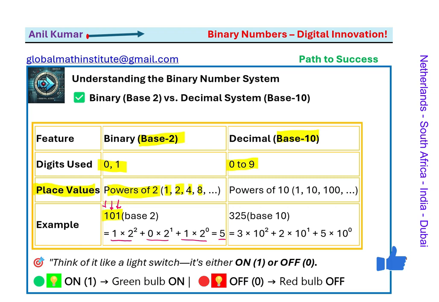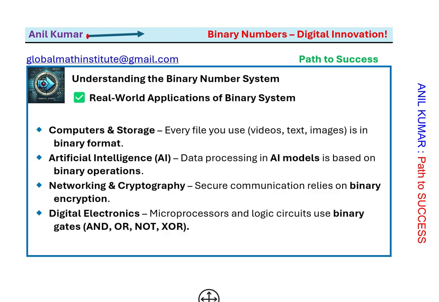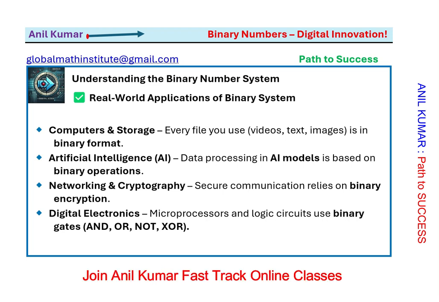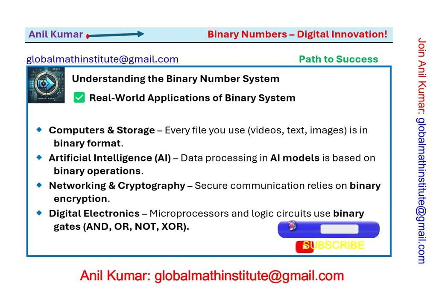So, in binary, think of it like a light switch. It's like either on or off. Perfect. Makes sense. Now, in the real world, as you can see, every file you use, videos, text, images, is in binary format, right? Artificial intelligence, data processing, and AI models are based on binary operations. Networking and cryptography: secure communication relies on binary encryption. Digital electronics, microprocessors, logic circuits use binary gates.